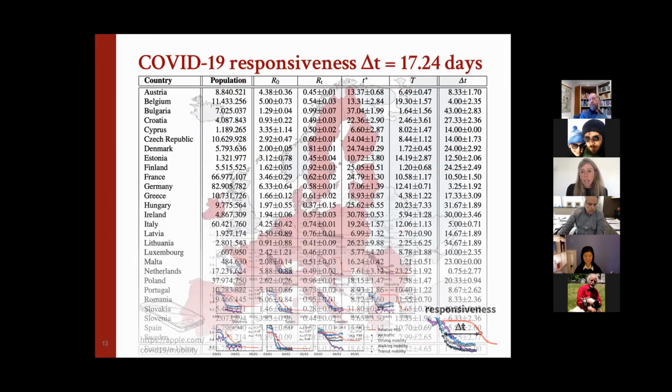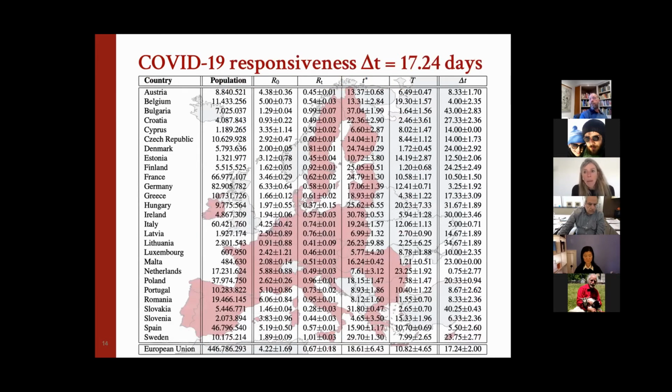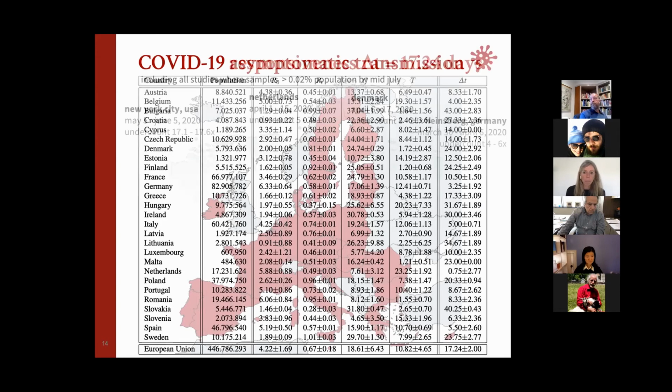If you do this for all countries in the European Union, you can see that the mean responsiveness is 17 days. So that's a little over 2 weeks. And you can also see that different countries responded differently. If you look at the last column in this graph, you can see Sweden on the bottom, and I already mentioned Sweden. They didn't really do a whole lot, and you can see their responsiveness is much, much slower. It's about 24 days. And then there are other countries that responded in exactly 2 weeks and some much faster. This is kind of interesting because it actually does relate to the politics in different countries.